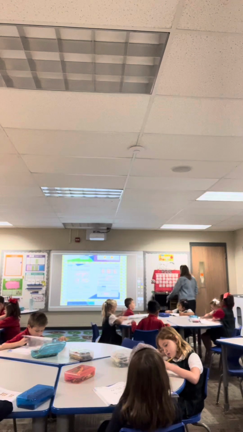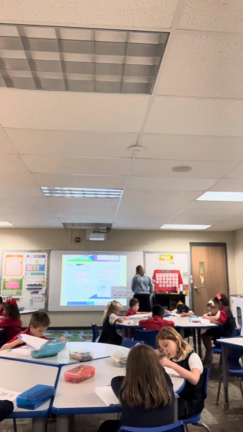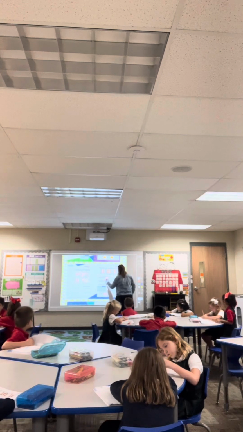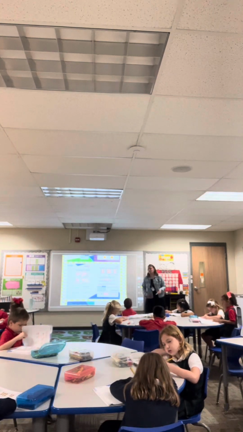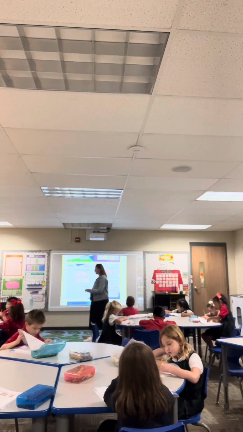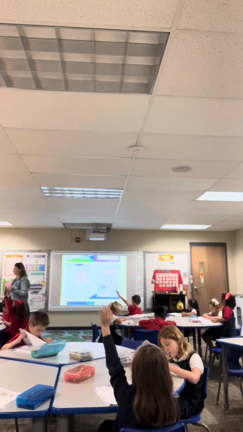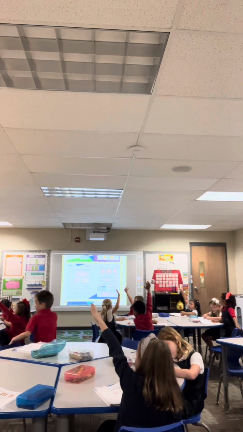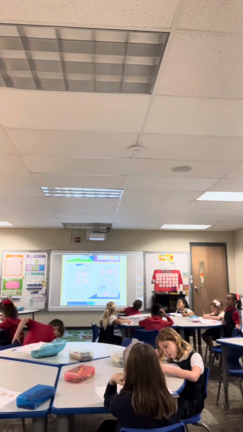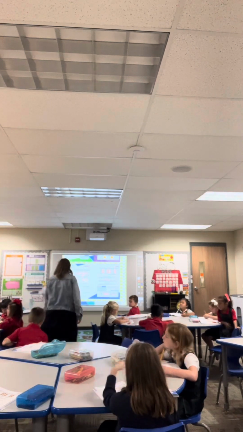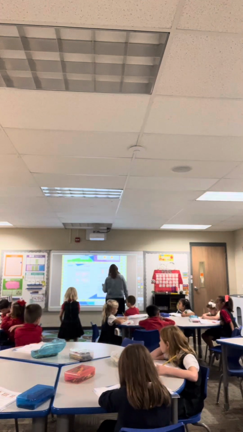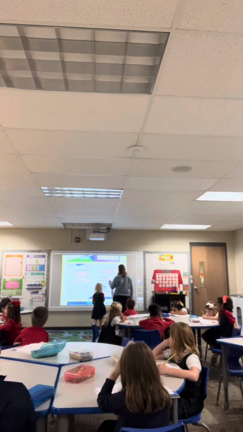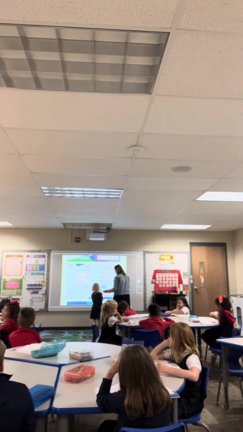So if we go back to our number line, someone raise their hand. I want someone to come up here and do the jumps on the number line for me. 7 plus 3 plus 3. Claire, come on up. Okay. You're going to start at 7.